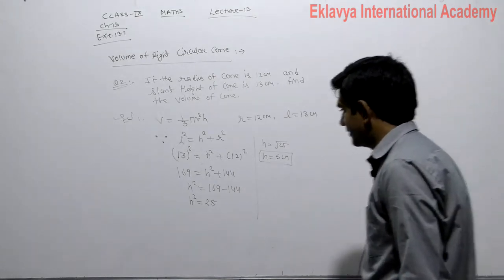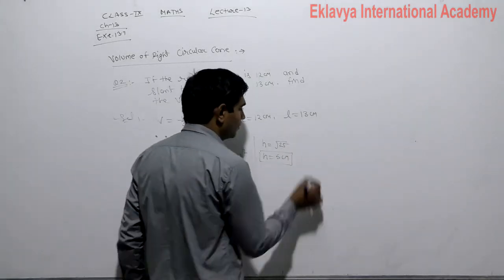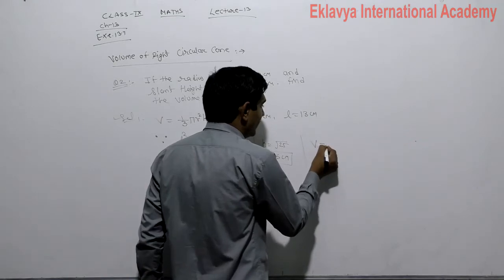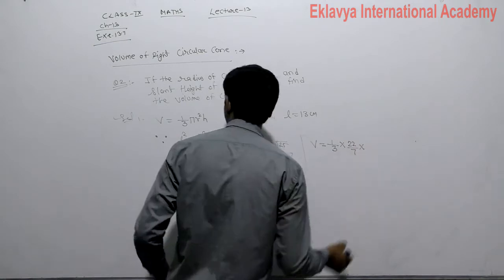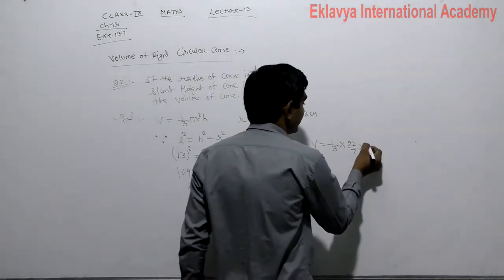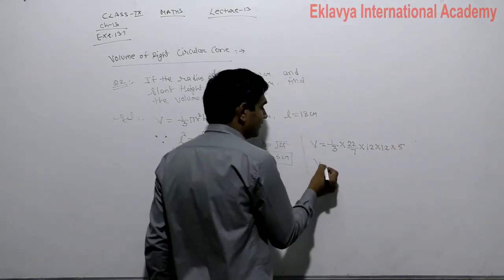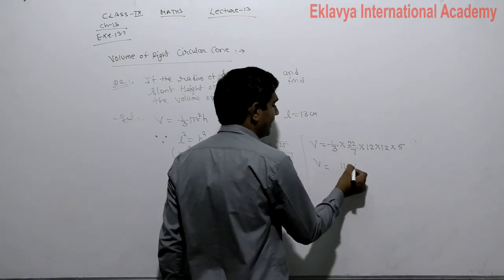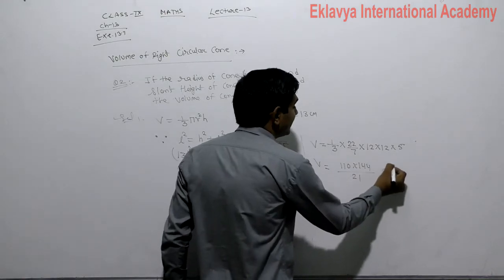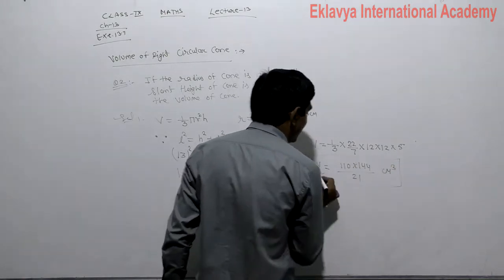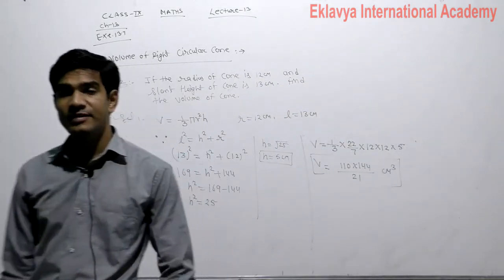Understand? After that, radius we know, height we know, then easily we can calculate the volume. So volume V is equals to 1 upon 3, 22 upon 7, radius R. What is the value of R? 12 multiplied by the 5. So that is the volume. 12 110 multiply 144 divide 21 centimeter cube. That is the volume of the right circular cone. Understand? Easily you can find out.